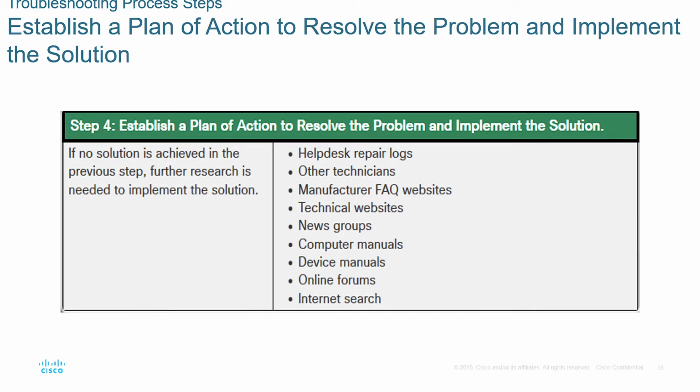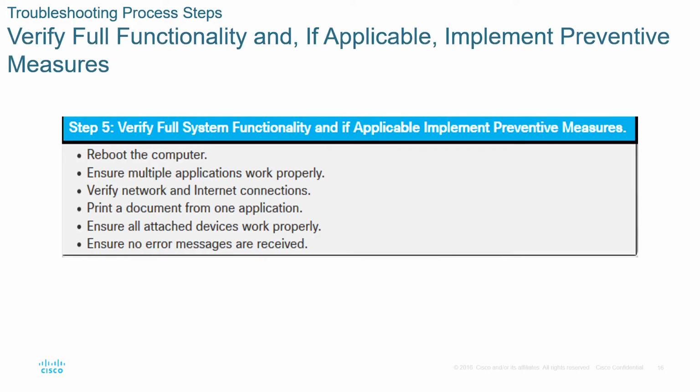And you can also ask your questions on online forums, and you can search the internet for people that had similar issues and how they resolved those issues. And then you finally move on to step number 5, verify full system functionality. So after you perform steps number 2, 3, and 4, you make sure you reboot the computer and you make sure your full system functionality is being reestablished.